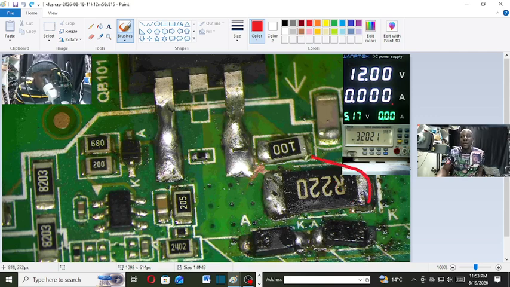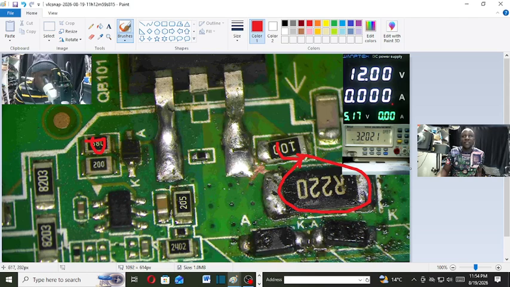This resistor, which is R220. You know all these figures on top of resistors. This is 100, this is 205. These are not values. These are marking codes to identify the value of the resistor. Okay?